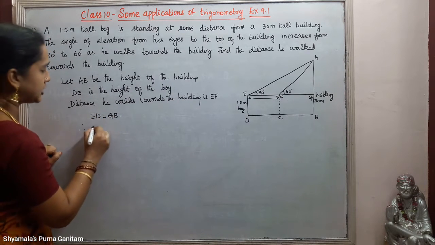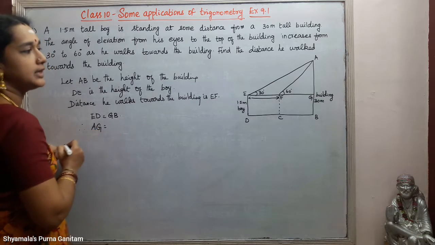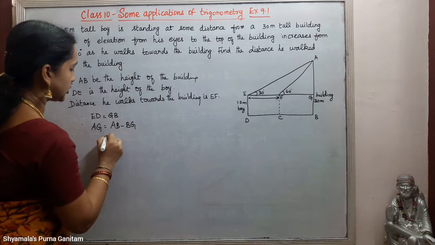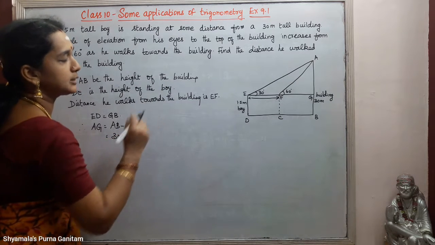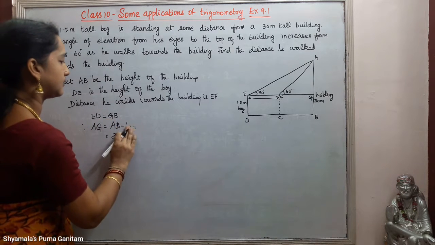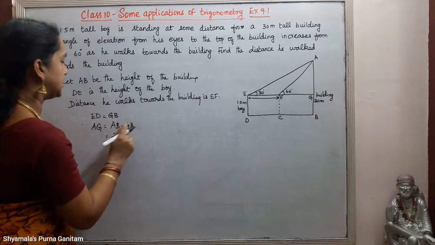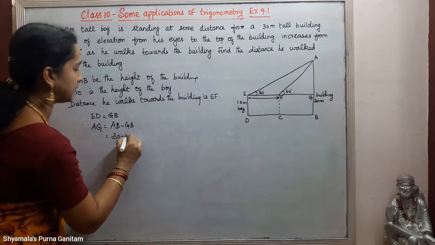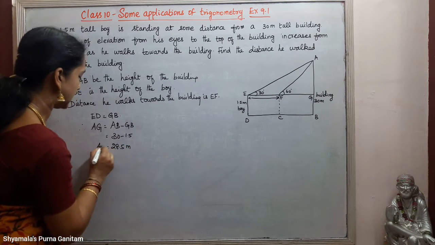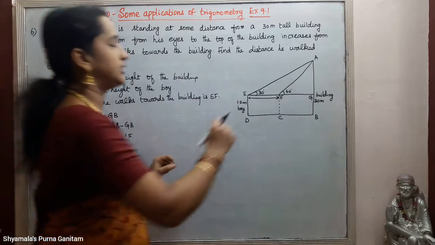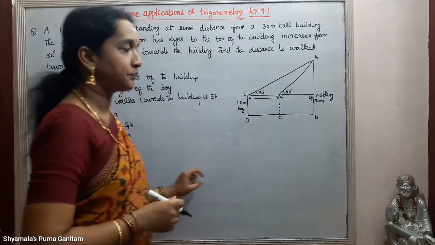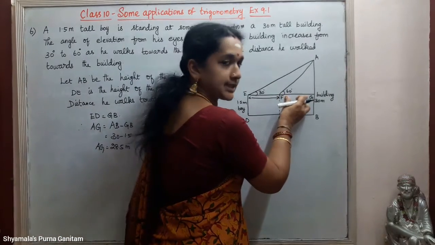Therefore, AG is equal to AB minus BG. AB is 30 meter, minus BG, the height of the boy ED. So, 30 minus 1.5 is equal to 28.5 meter. That is AG. Now, this height we know, and we know 60 degrees. We need to find this distance only.